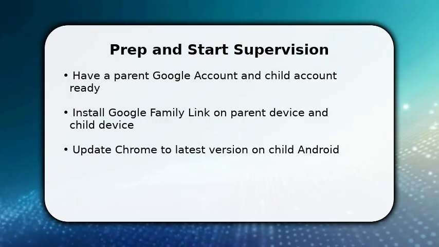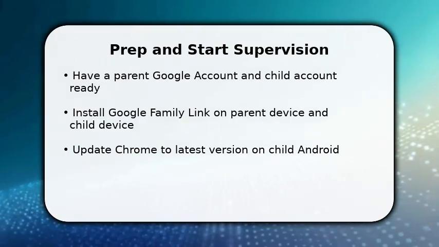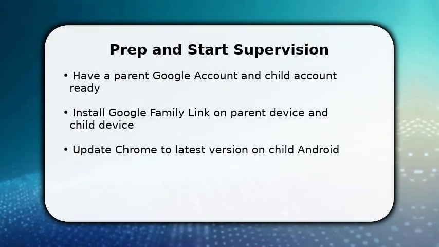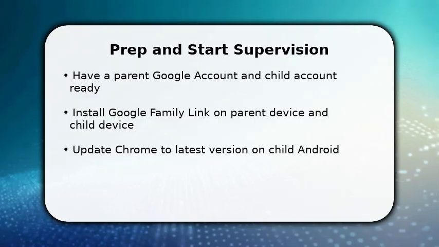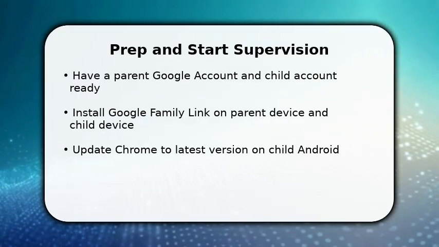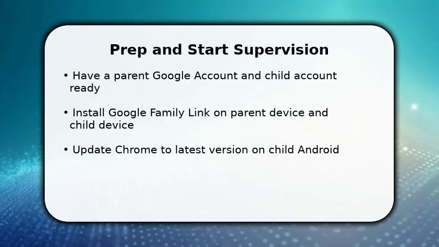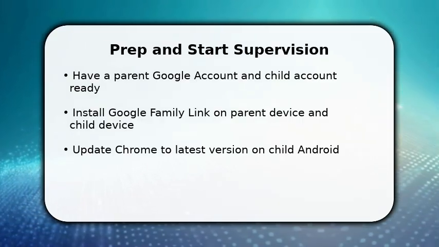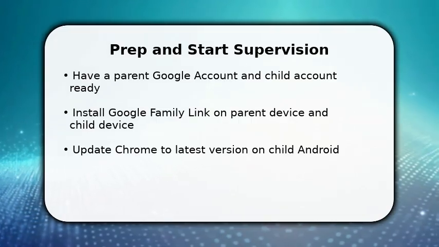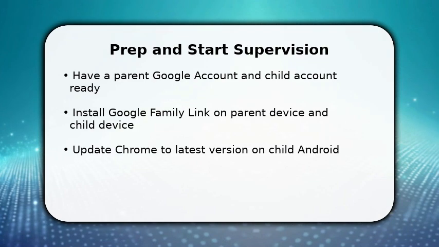You begin by preparing accounts and apps. Sign into your parent Google account and create or link the child's Google account. Install Google Family Link on both devices and make sure Chrome on the child's Android is updated. Once done, open Family Link on your device and select the child profile. This immediate action lets you manage settings across apps and browsing. Make sure location and device access permissions are accepted so parental controls can apply to Chrome without interruptions.